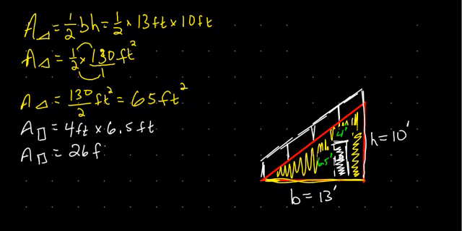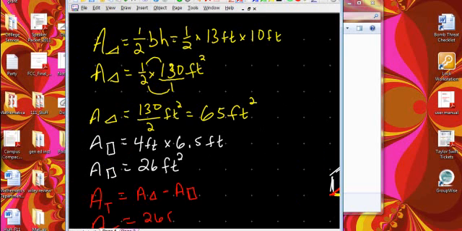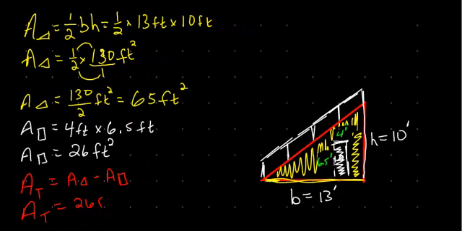26 square feet. Okay, so now we know that the area we want to paint is the triangle minus the door. So let's call that area total equals the area of the triangle minus the area of the door. The area of the triangle is 65 square feet minus the area of the door, 26 square feet.